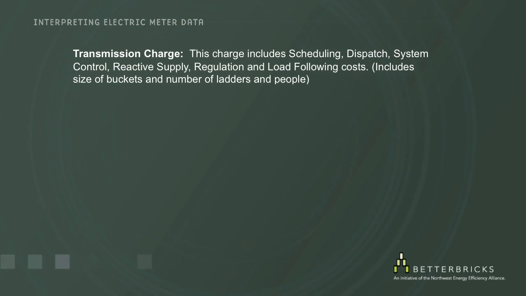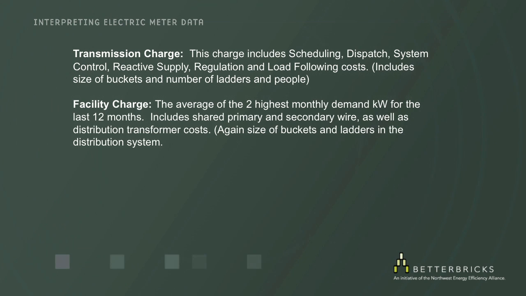Two other charges we need to discuss on your electric bill are the transmission charge and the facility charge. The transmission charge includes the scheduling, the dispatch, the system control, reactive load control or supply, regulation, and load following costs. Included in this is the size of the buckets and number of ladders and people that are needed to transport that power, which again are really the wires, the wire size and things like that. Now the facility charge is the average of the two highest monthly demand, or kW, for the last 12 months. This includes the shared primary and secondary wire, as well as distribution transformer costs. Again, like we were talking about, the size of the buckets and ladders in the distribution system.